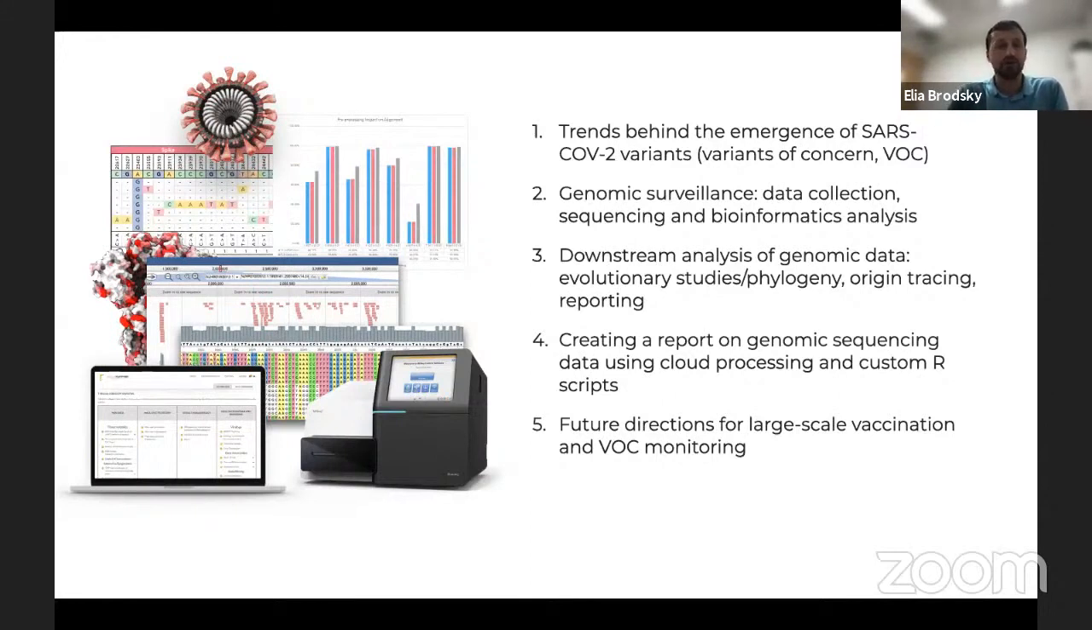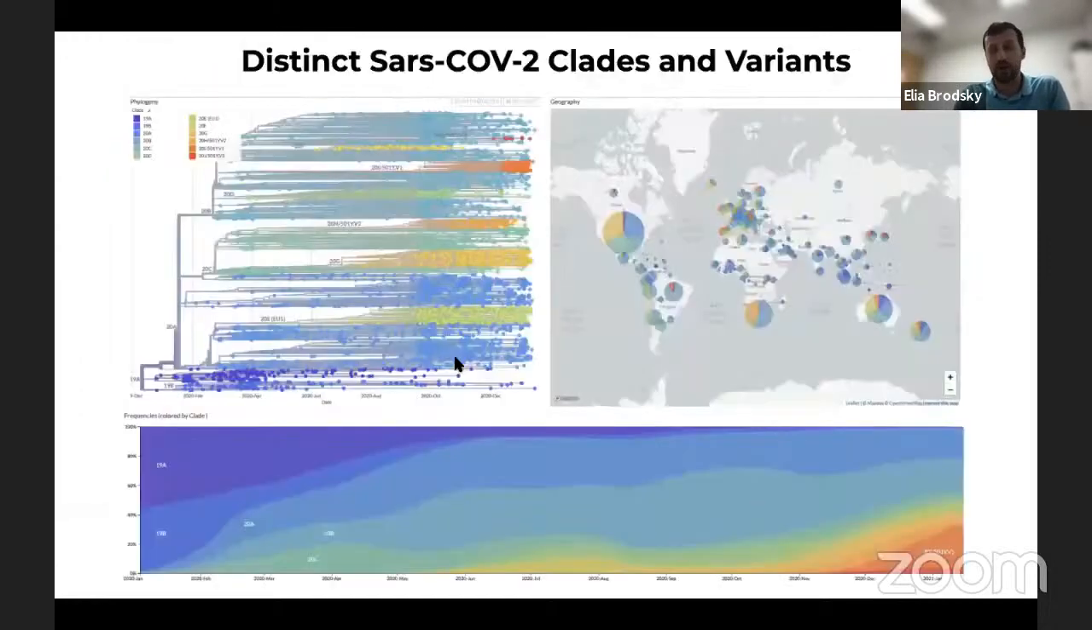And we'll talk about future directions for these large-scale vaccination efforts and variant of concern monitoring. So where is it going, and what are some of the factors that we should be mindful of as we track the emergence of existing and novel variants of concern, and some ideas about classification and why it's an important effort. So to start it off, I want to briefly go back to where we came from.